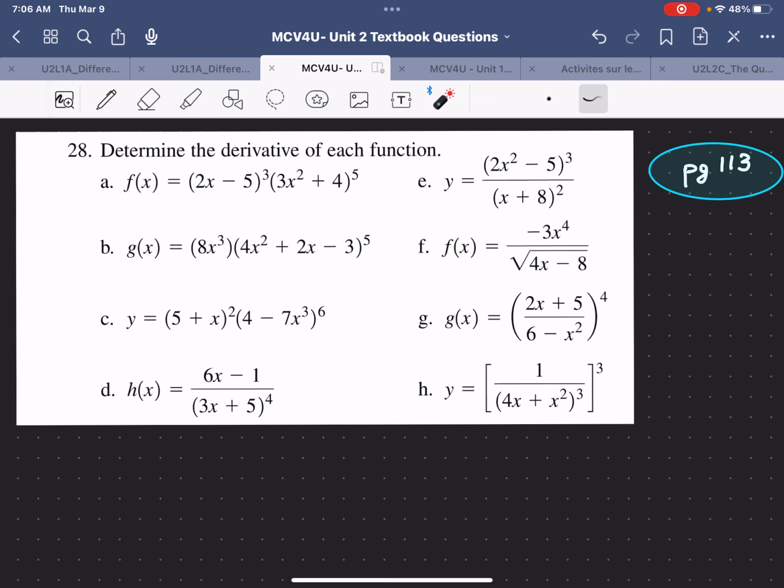In addition, if you notice here, we have a lot of chains in many of the factors or in many of the terms, which means that again, we have to keep in mind we have to use the chain rule as well. So just to start with question A, we have a product.